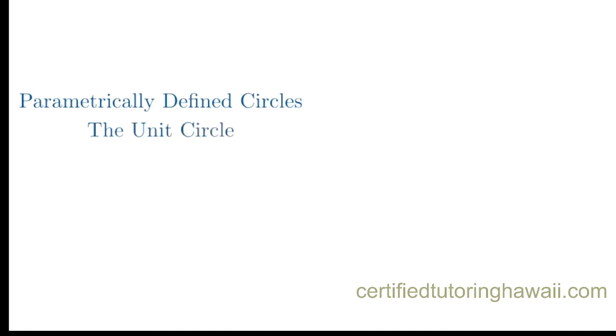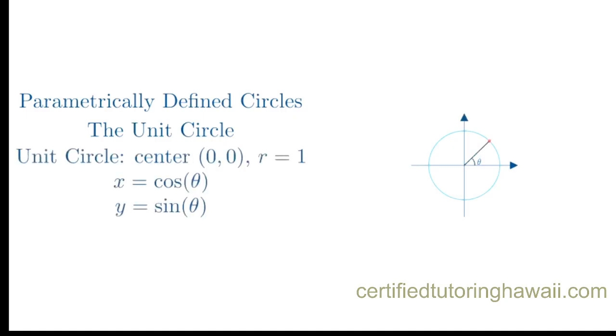Our starting point is the most basic circle of all, the unit circle. You might remember the unit circle from trigonometry. It's a circle centered at the origin, with a radius of 1. A key relationship on the unit circle is between an angle theta and its x and y coordinates. The x-coordinate is the cosine of the angle, and the y-coordinate is the sine of the angle.